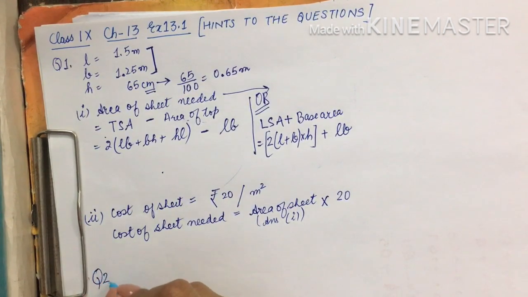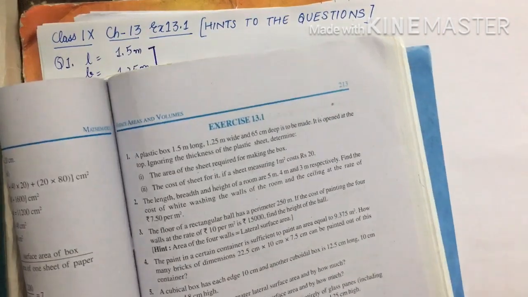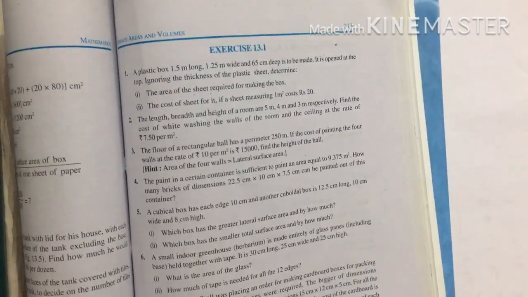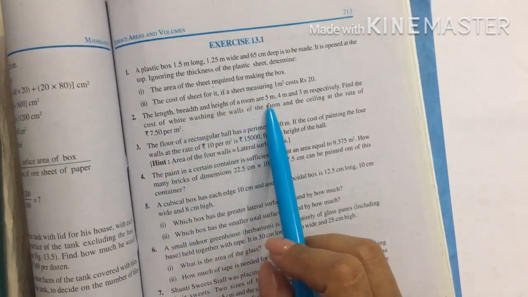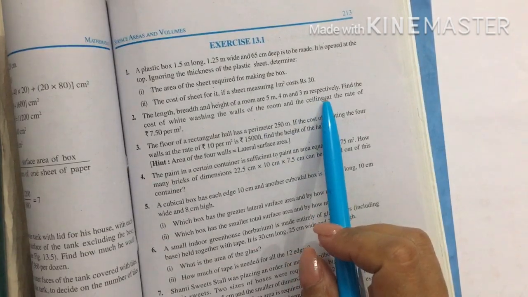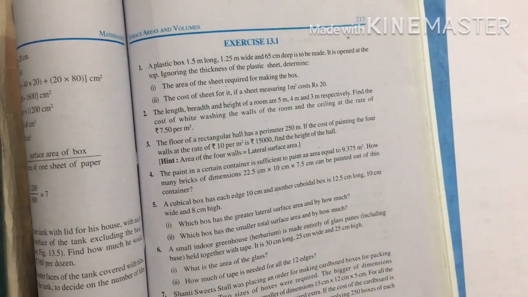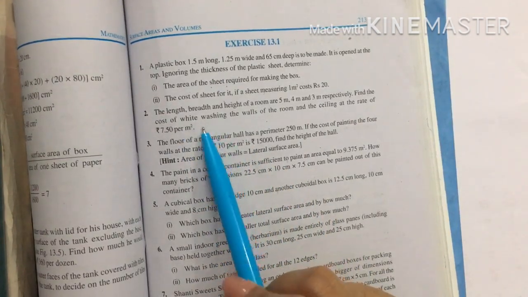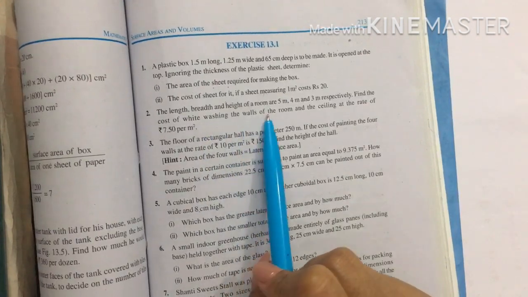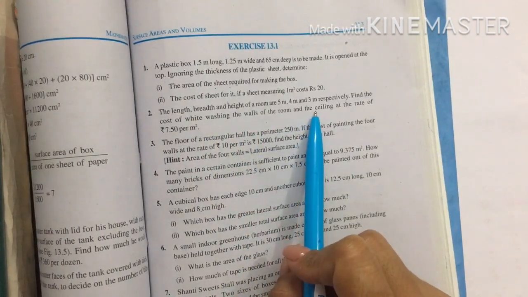Moving on, question number 2. It's a similar question. The length, breadth and height of a room are 5 meters, 4 meters, 3 meters respectively. Find the cost of whitewashing the walls of the room and the ceiling at the rate of 7 rupees 50 paise per meter square. Again, we have to find out the cost for the whitewashing. The whitewashing is to be done on the walls and the ceiling. The floor will not be whitewashed.